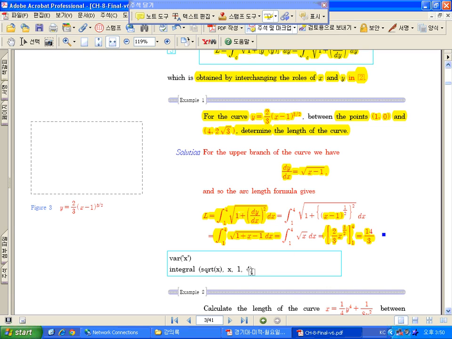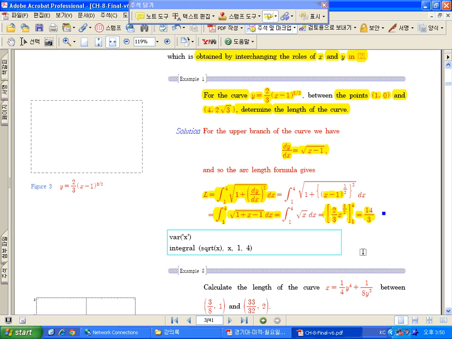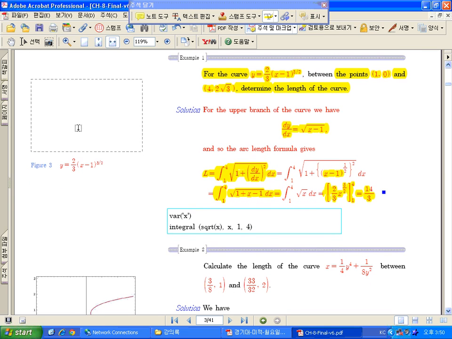If we wanted to integrate, then we can just use Sage with this command to get the answer, which is 14 over 3. This is a graph of this function.